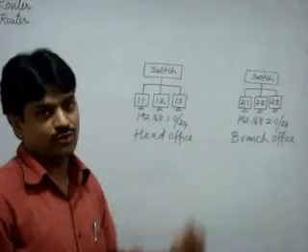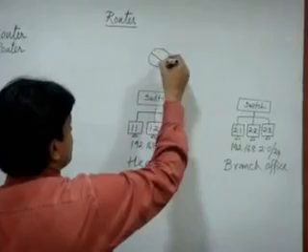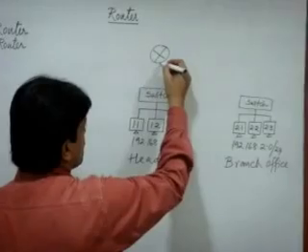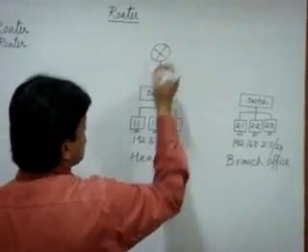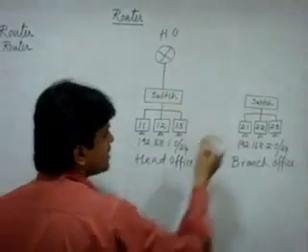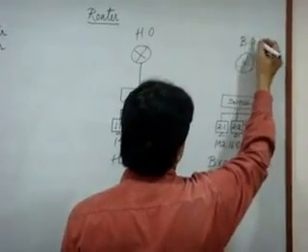I want to connect these two offices. Then we need to have a router. One router for the Hyderabad office. This is the router symbol. We have to connect this LAN to this router. This is the head office router. And similarly, we have to have one more router in the branch office. This is the branch office router.